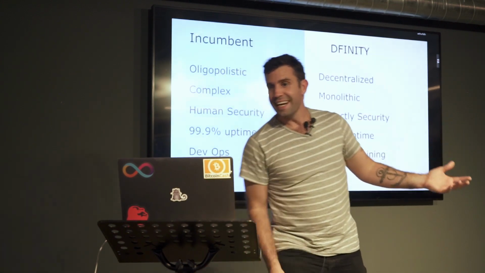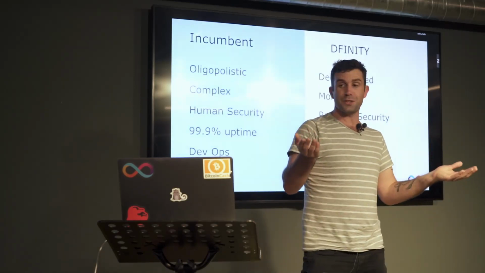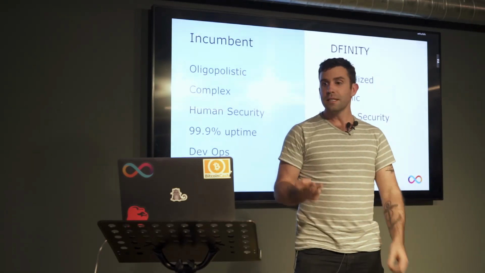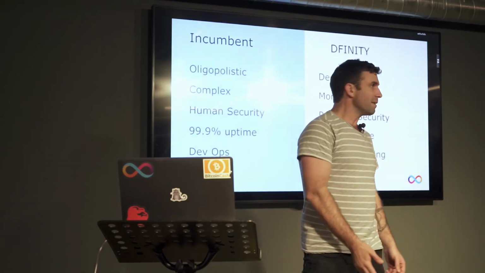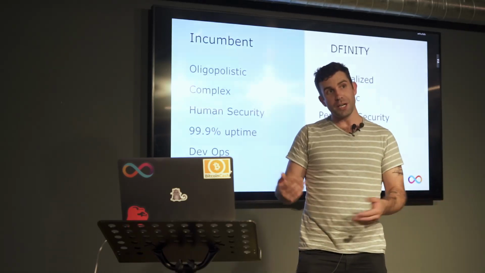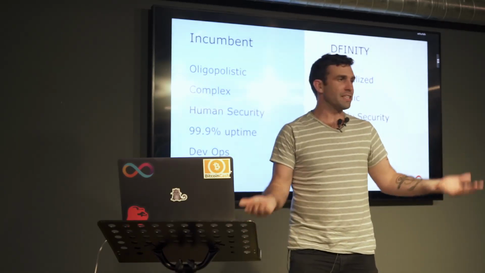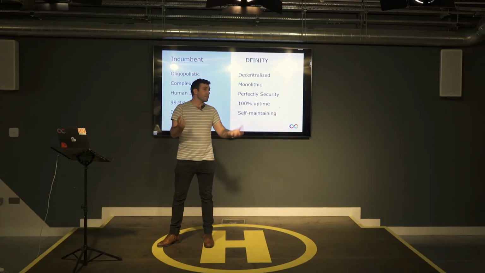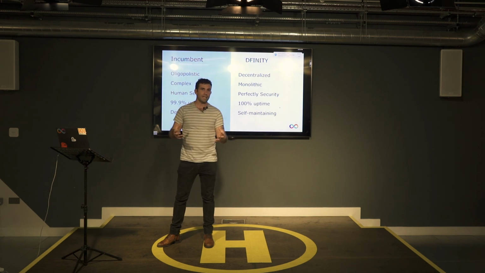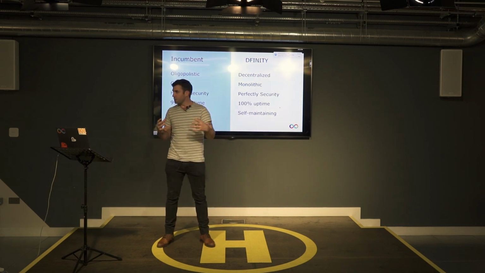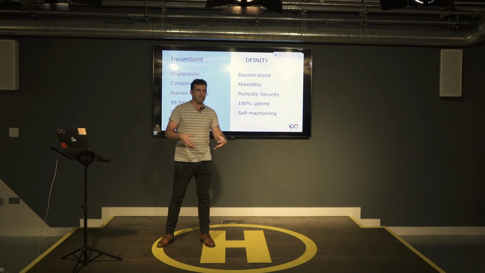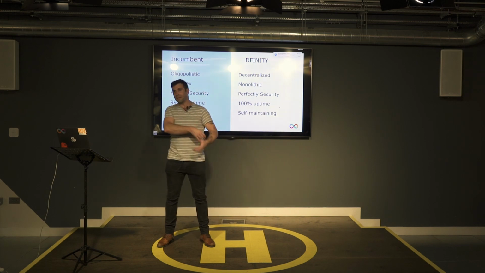Which is in this slide. So comparing these two different futures, we can go with what we have right now, which is oligopolistic. It's complex. It has human-based security. It only has 99.9% uptime, which is great until S3 goes down. And you have to pay for DevOps, which means a lot of stuff. It doesn't just mean having to pay people to maintain your IT infrastructure. It means having to pay HR to find people to deal with your IT infrastructure. It means payroll. It means all of these things. It means supporting a workforce.